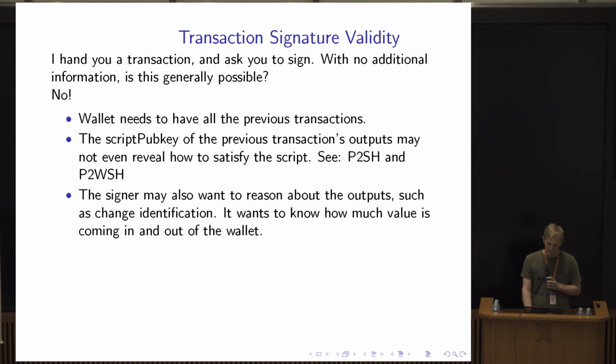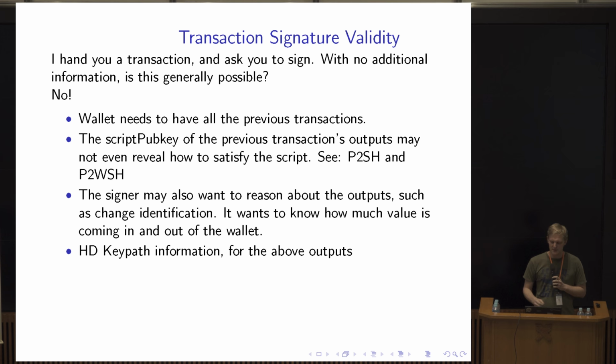The signer may also want to reason about the outputs. So Brian mentioned logic like, I'll sign anything that gives me more money, but how do you figure out what's your money, right? I could withhold information from you, trick you in certain ways, thinking you're getting money when you're not, and this is one attempt to help solve this. Also, you might need keypath information. As far as I know, all modern hardware wallets operate only using HD keypaths, and you need to feed that to them.